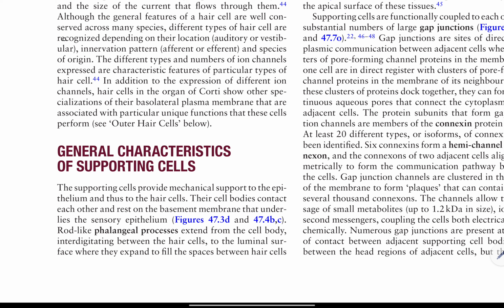Different types of hair cells are recognized depending on their location, auditory or vestibular, innervation pattern, afferent or efferent, and species of origin. The different types and numbers of ion channels expressed are characteristic features of particular types of hair cells. In addition to the expression of different ion channels, hair cells in the organ of Corti show other specializations of their basolateral plasma membrane that are associated with particular unique functions that these cells perform.